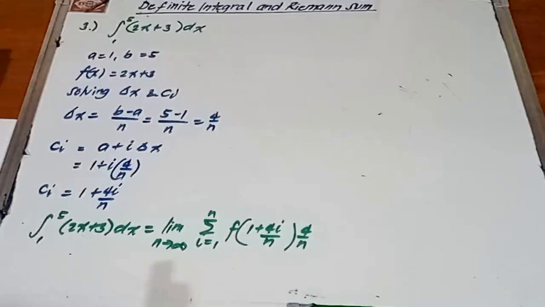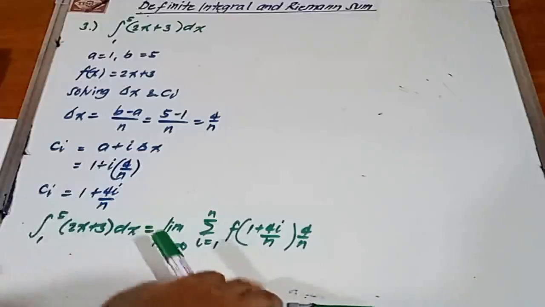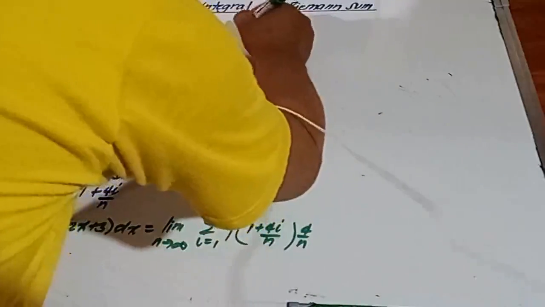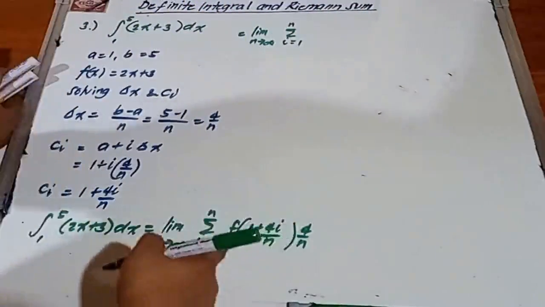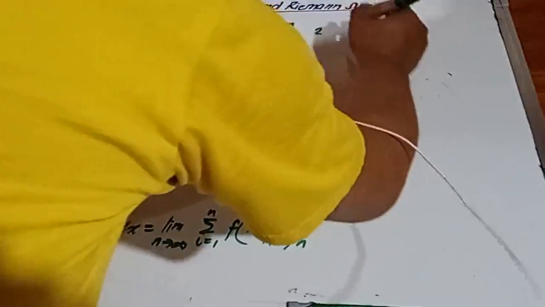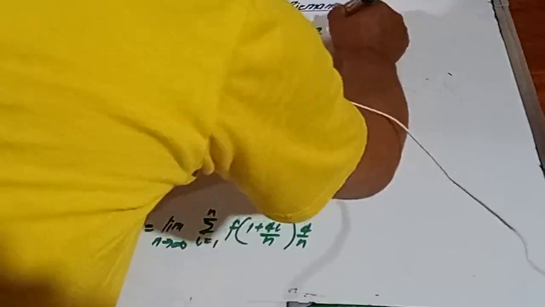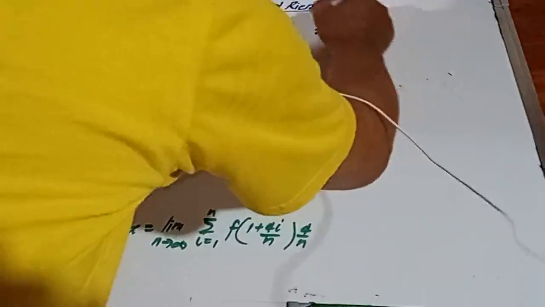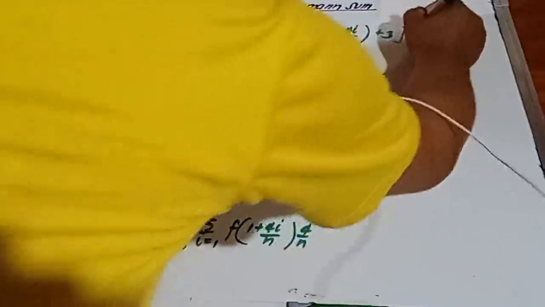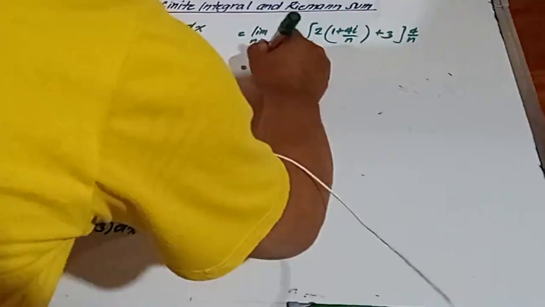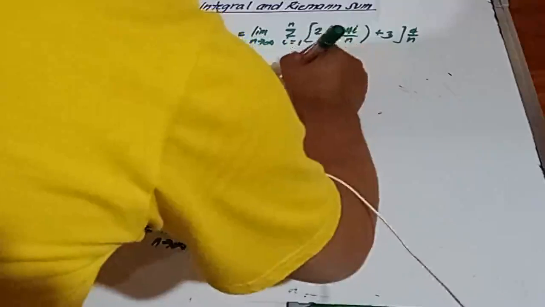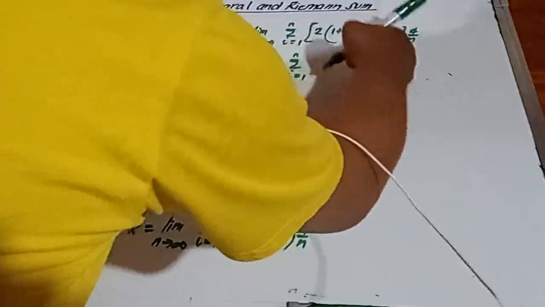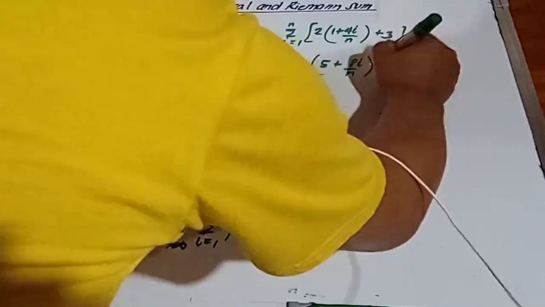So, evaluate ngayon natin si f of 1 plus 4i over n by substituting this to our x, sa ating f of x. So, we have equal to limit n approaches infinity, summation of i equal to 1 to n. Substitute this to x, so we have 2 times 1 plus 4i over n plus 3 times delta x, 4 over n. Okay. We have limit n approaches infinity. Multiply natin ito muna. Summation of i equals 1 to n. 2 times 1 is 2 plus 3, 5. Plus 2 times 4i is 8i over n. Okay, times 4 over n.